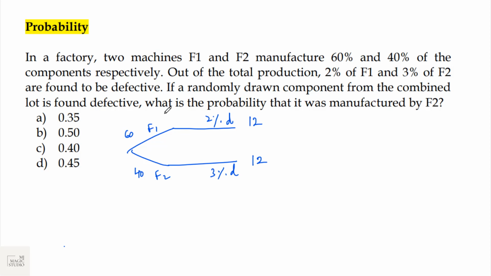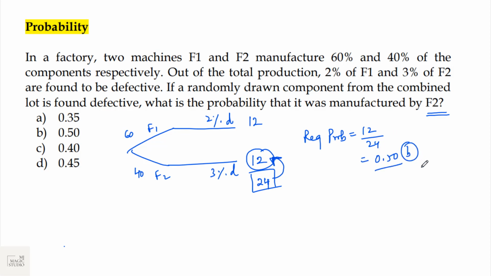If a randomly drawn component from the combined lot is found defective, let the combined lot be of 24 units. Then 12 units are from factory 1 and 12 units are from factory 2. What is the probability that it was manufactured by factory 2? Out of 24 units, 12 units are from factory 2. So the required probability is simply 12 by 24, that is 0.50. Option B is the pick.